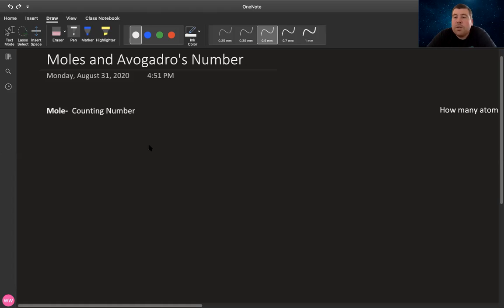The mole is going to be a counting number, much like the dozen. So when I say I have 1 dozen of something, I'm referring to having 12 things. If I have a dozen eggs, I have 12 eggs. In chemistry, we don't use the dozen, we use the mole. The mole says that if you have 1 mole of something, you have 6.02 times 10 to the 23rd things.